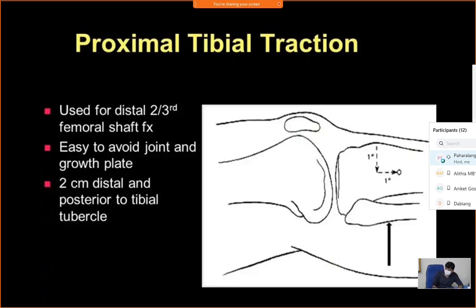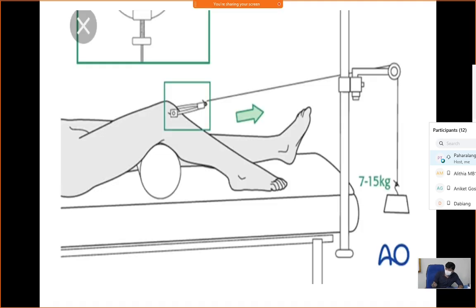Easy to avoid the joint and growth plate, and 2 centimeters distal and posterior to the tibial tubercle. This is used in femur fracture, distal femur fracture. This is the way we give skeletal traction with a proximal tibial pin, upper tibial pin, for shaft femur or distal femur fracture.